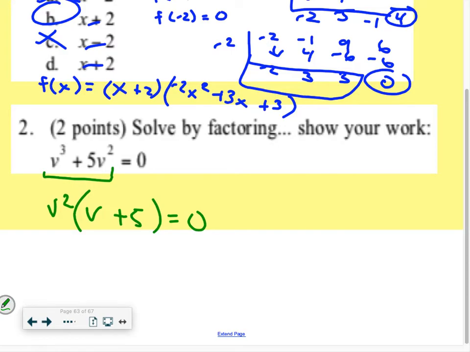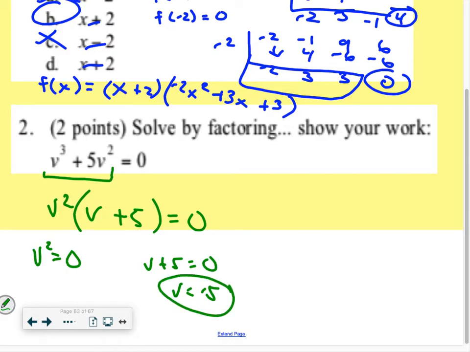So then you use the zero product property. Find the values that make the first factor v squared equal to 0. Find the values that make v plus 5 equal to 0. So this one you could subtract 5 and get v is negative 5. This one you could square root both sides, you get plus or minus 0, which is just 0. But what that means is 0 is a double root.